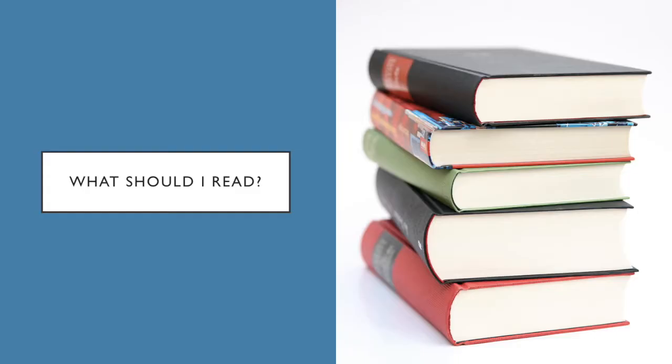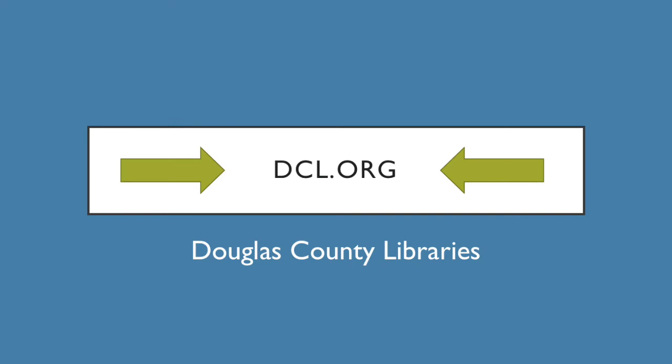To see how faceted search works, we'll take on a common problem, deciding what to read when you don't know what you're in the mood for. To practice, we'll use the Douglas County Library's website at dcl.org. You can search even if you don't have a library card.